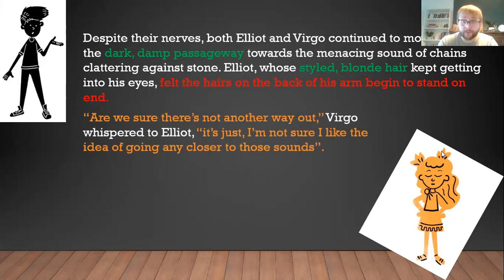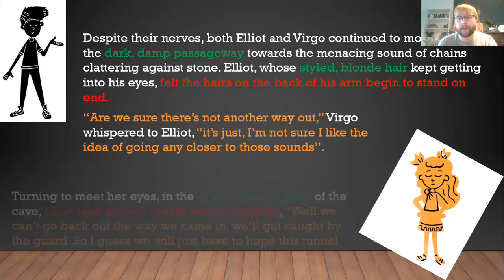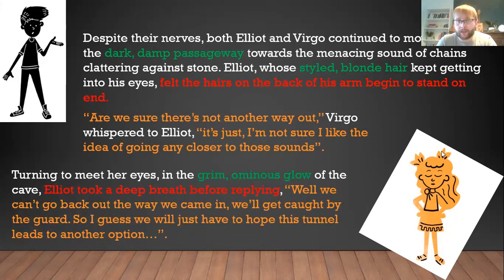The second part of the wolf, challenge 2, the orange challenge, was to integrate some dialogue, and I've done that there. "Are we sure there's not another way out?" Virgo whispered to Elliot. "It's just, I'm not sure I like the idea of going any closer to those sounds." So there we can see the integration of dialogue with the inverted commas for speech, with commas inside if the speech isn't finished, full stops on the outside if the whole sentence is finished, full stop on the inside if the speech is finished but the sentence continues. And then all three being used in that paragraph.